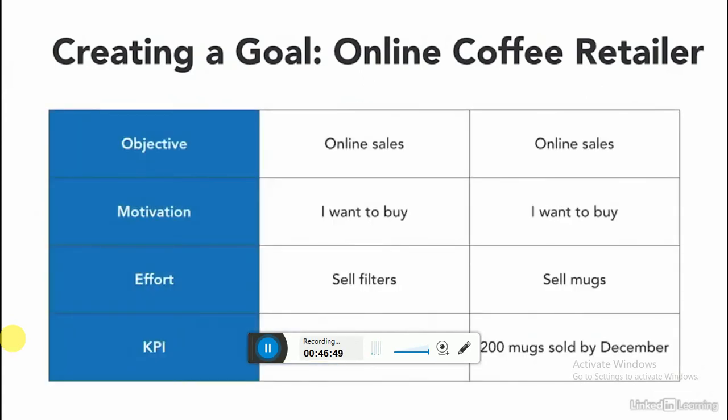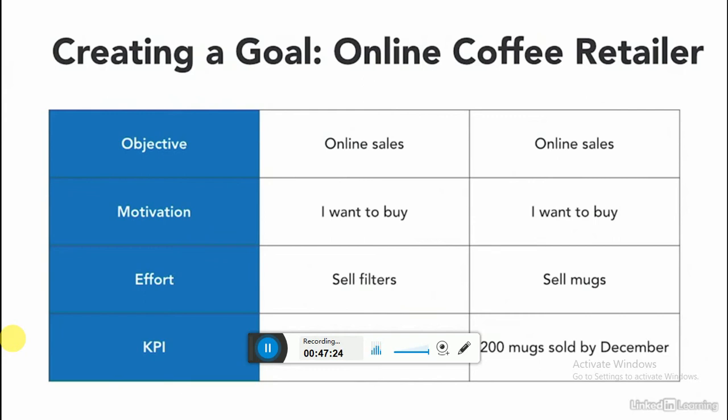Now, in this case, we had 2 goals, so I would do this again. The objective, online sales; the motivation, I want to buy. In this case, the effort is sell mugs, and the KPI will be 200 mugs sold by December. What's great about this is that we know that we need to use an ad type that will drive traffic to an online store because our objective is online sales. And we know that we need to have a method for tracking our effort. So we need to set up a method to track the filters and the mug sales prior to launching this campaign. Now, this methodology will help you not only organize your campaigns, but it provides you with a tangible goal.